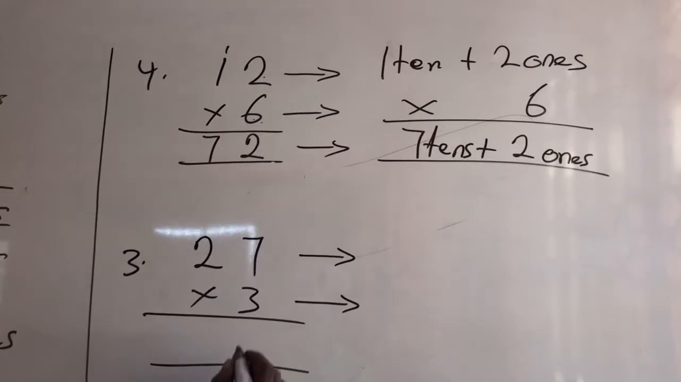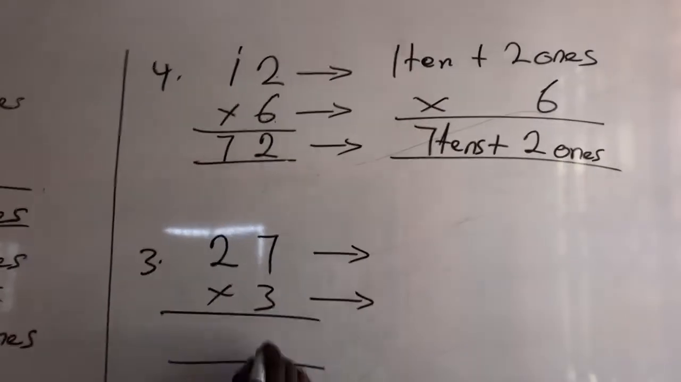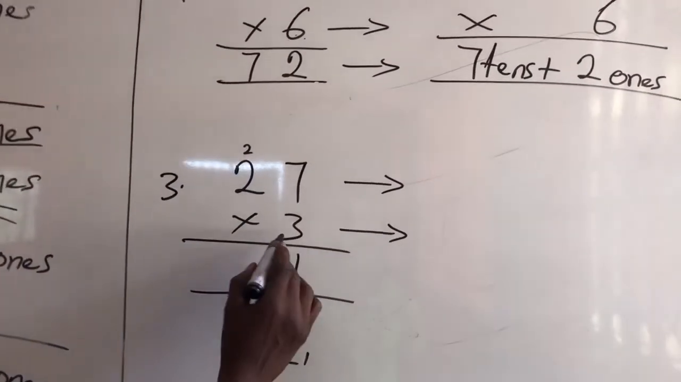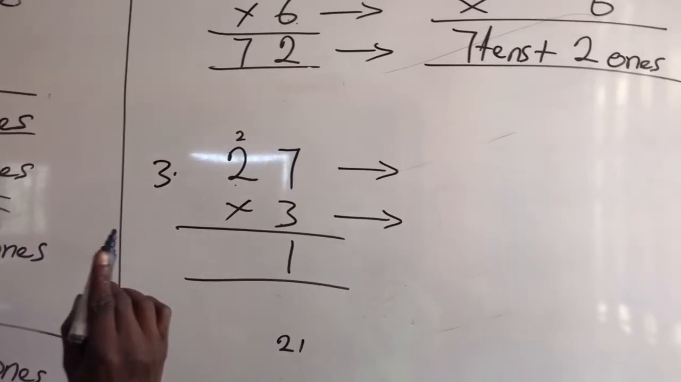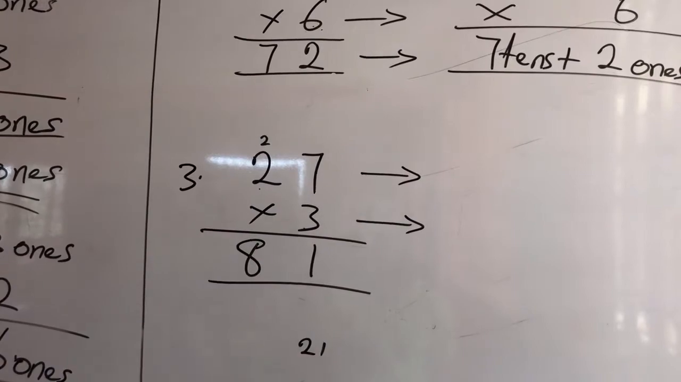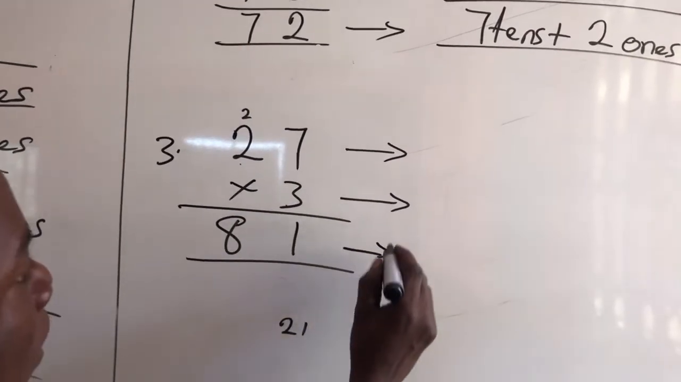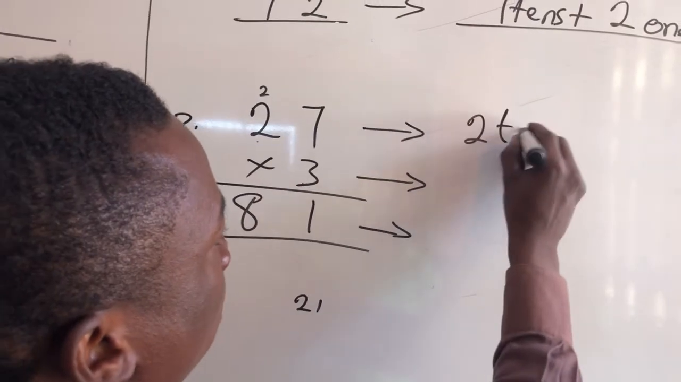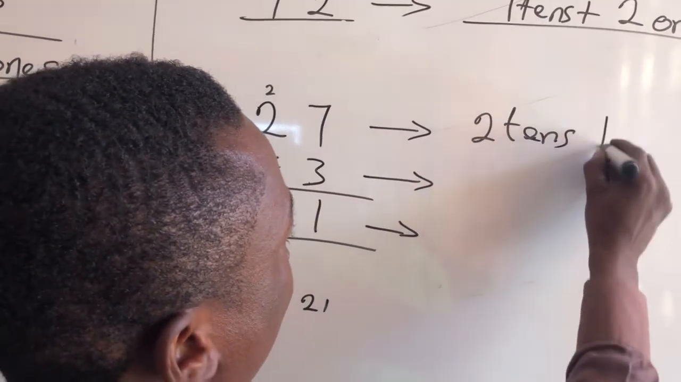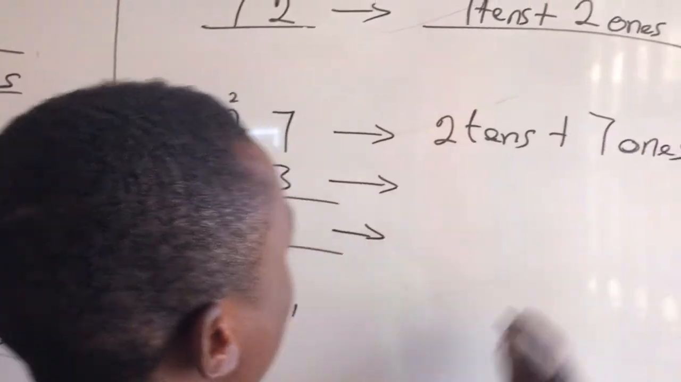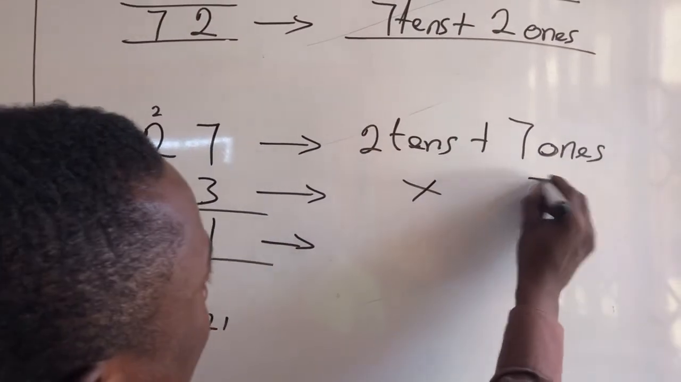Let's quickly look at our last activity for the day. 3 times 7 is 21. You write your 1, carry 2. You write it somewhere here. 3 times 2 is 6. 6 plus 2 is 8. Then you are through with this. Alright, let's regroup this. This is 2 tens plus 7 ones multiplied by 3.